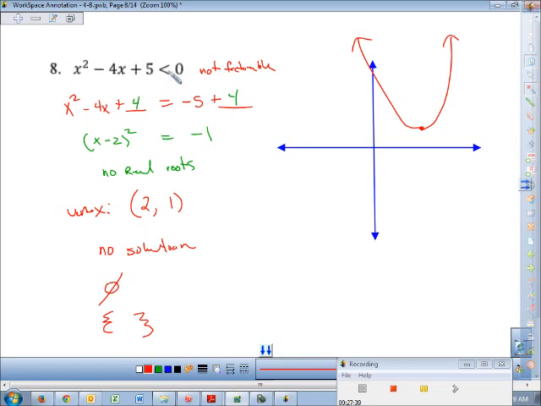Now, what if this was a greater than symbol? Wouldn't this always be greater than 0? So then that's all real solutions, right? From negative infinity to positive infinity kind of thing. Cool?